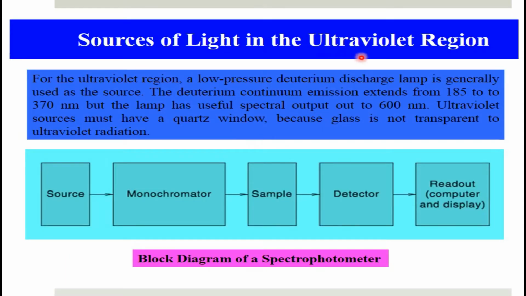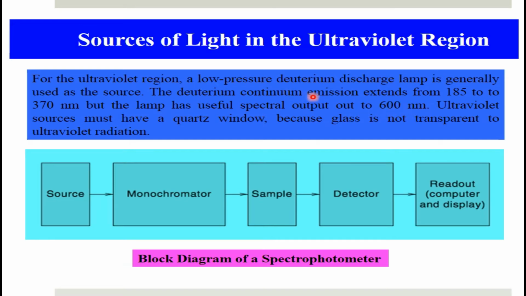Next we have sources of light in the ultraviolet region. For the ultraviolet region, a low pressure deuterium discharge lamp is generally used. The deuterium continuum emission extends from 185 to 370 nanometers, that is below the visible region and in the ultraviolet region. But the lamp has useful spectral output out to 600 nanometers.